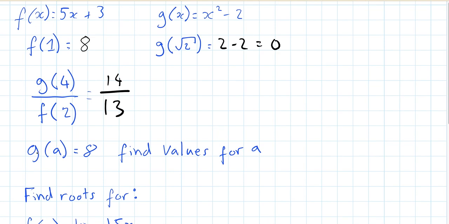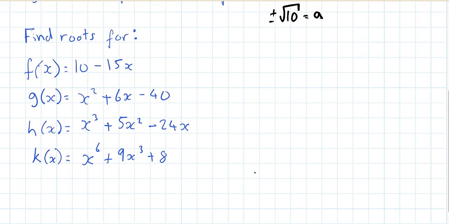Next question we have, it says g(a) is equal to 8, find values for a. For this we just take our function here and replace it. So this time g(a) is equal to 8, therefore 8 equals a squared minus 2, and I just solve for a here. So a equals plus or minus square root 10. Take the minus 2 over and then square root it. That's how we got our two values, plus square root 10 and minus square root 10.